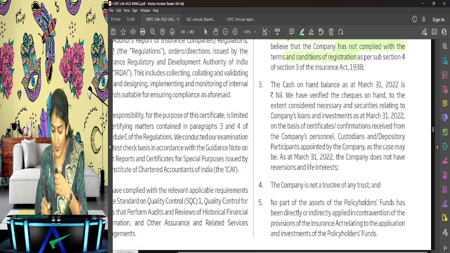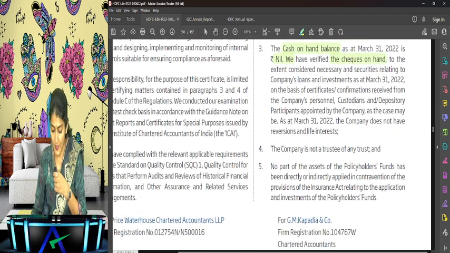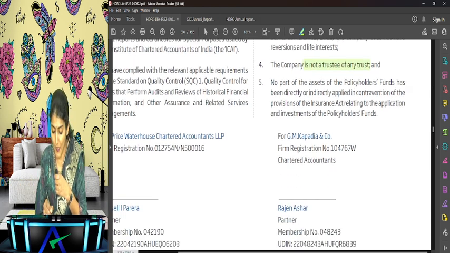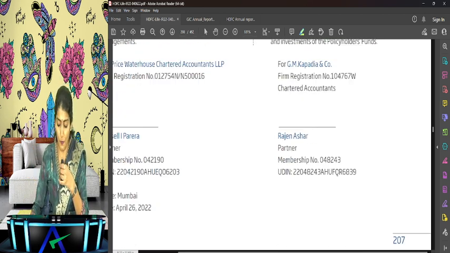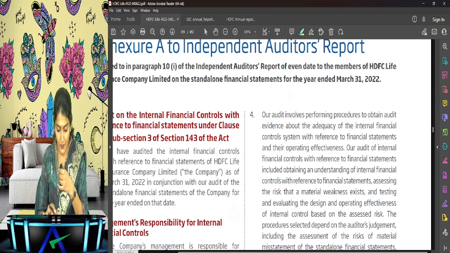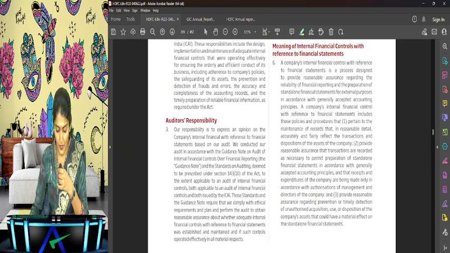Then the cash on hand balance as on 31st March is nil. We have verified the checks on hand to the extent possible. Then the company is not a trustee of any trust, and no part of the policy holder funds have been invested in contravention of the provisions of the Insurance Act. Right, no part of the policy holder funds have been invested in contravention of the Insurance Act.